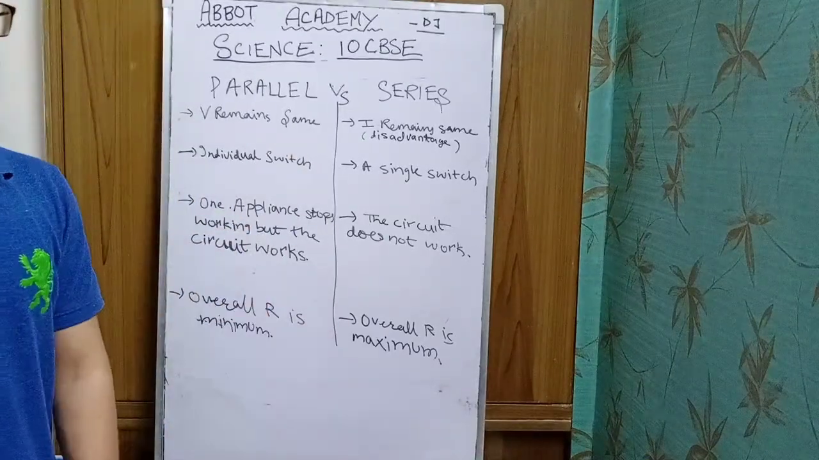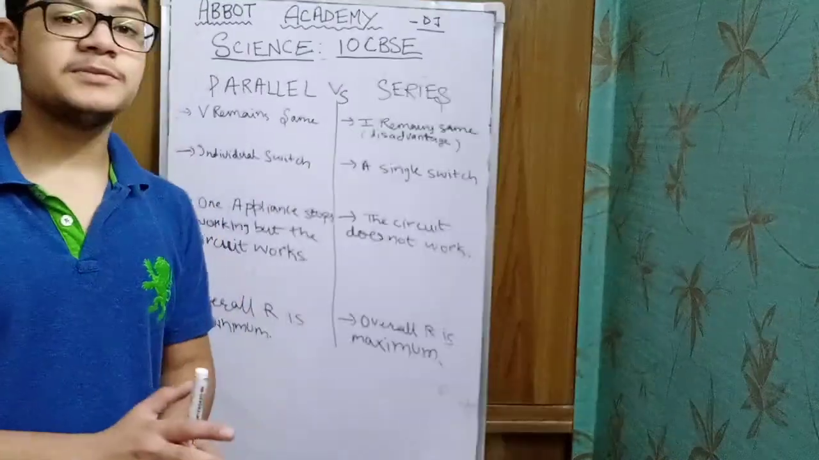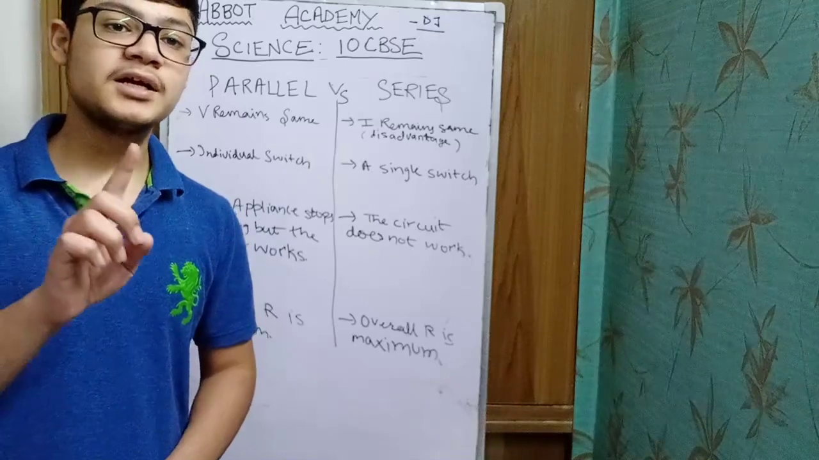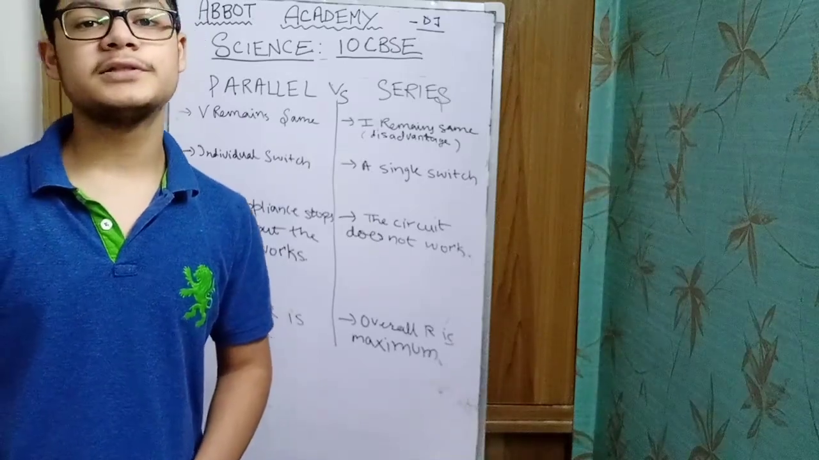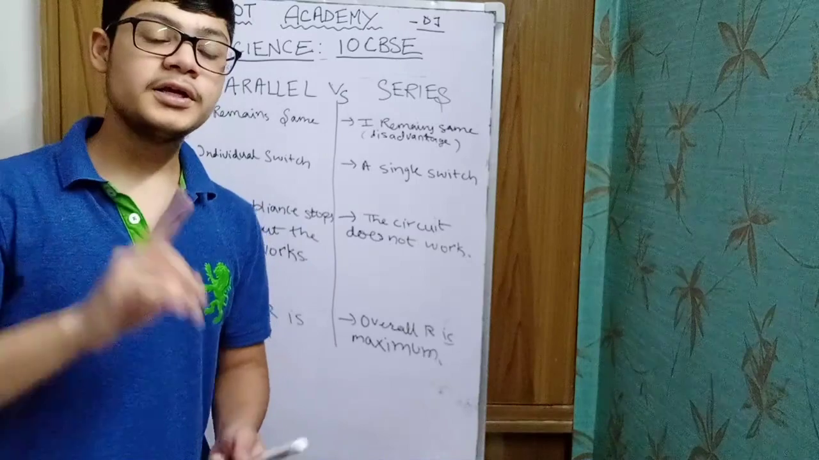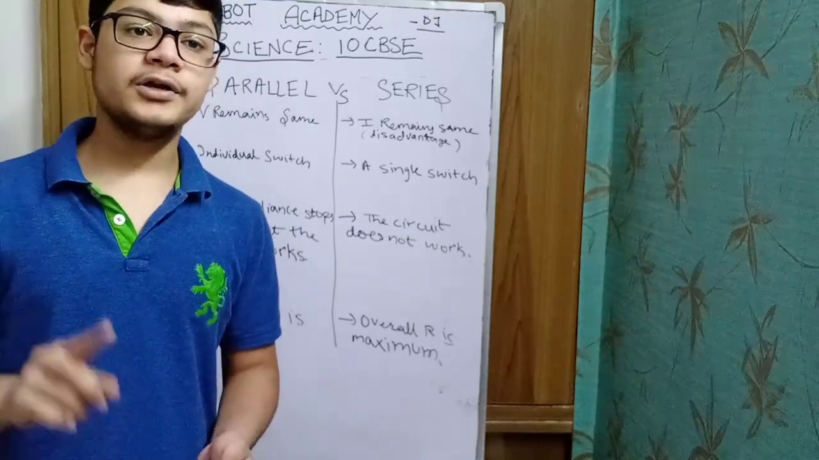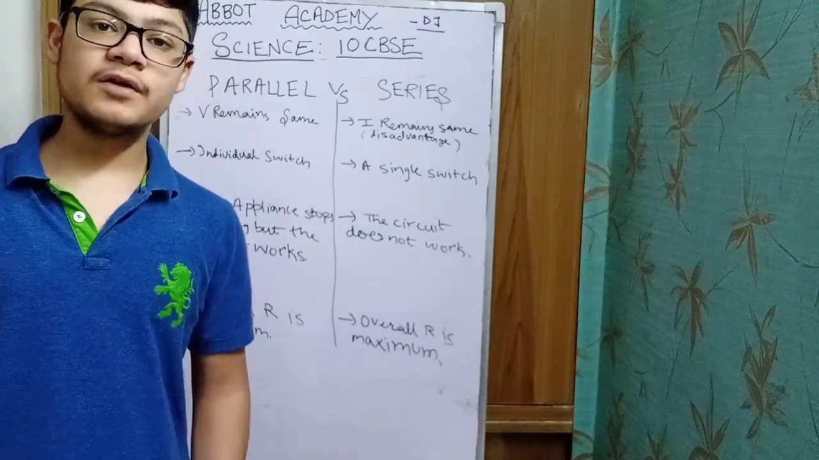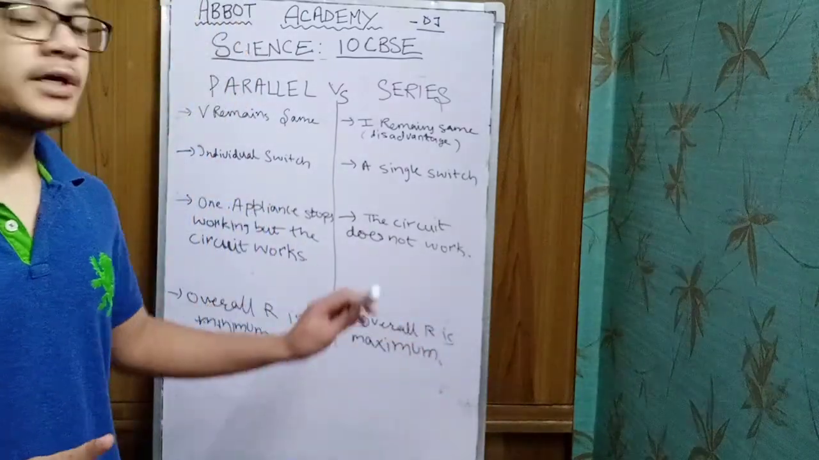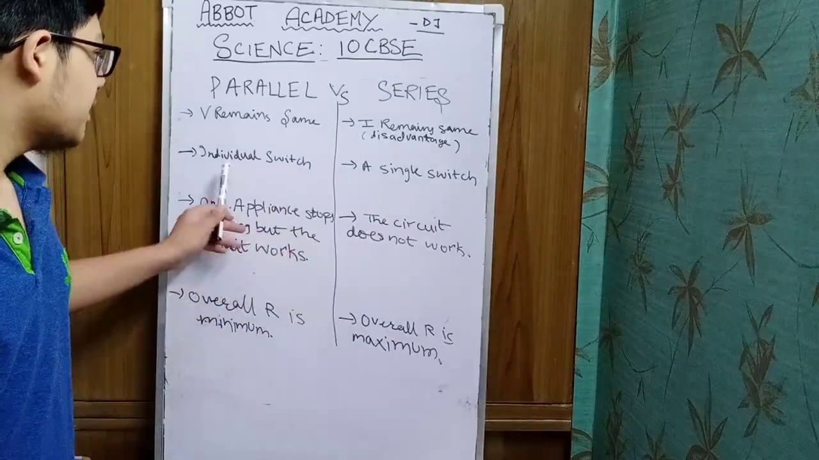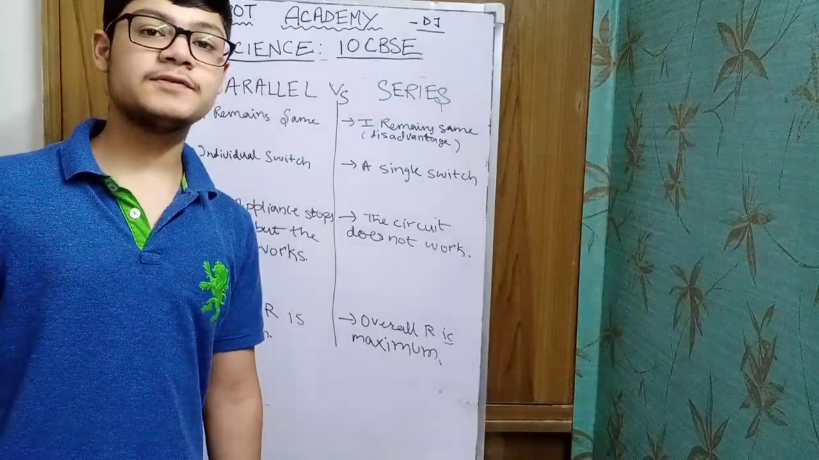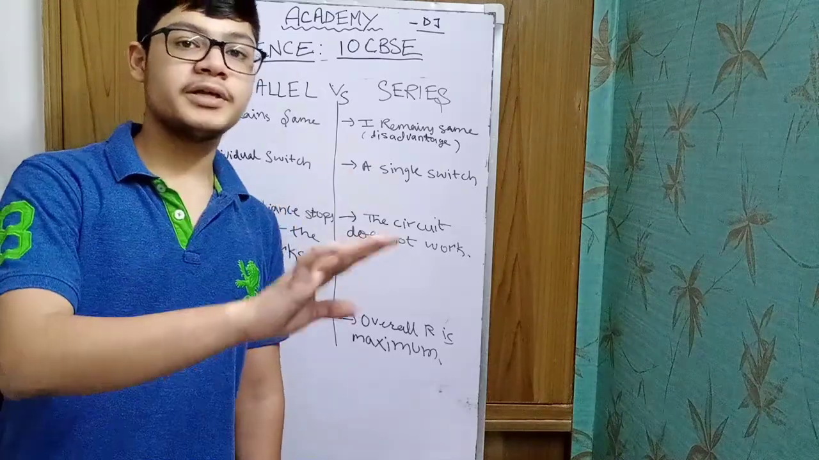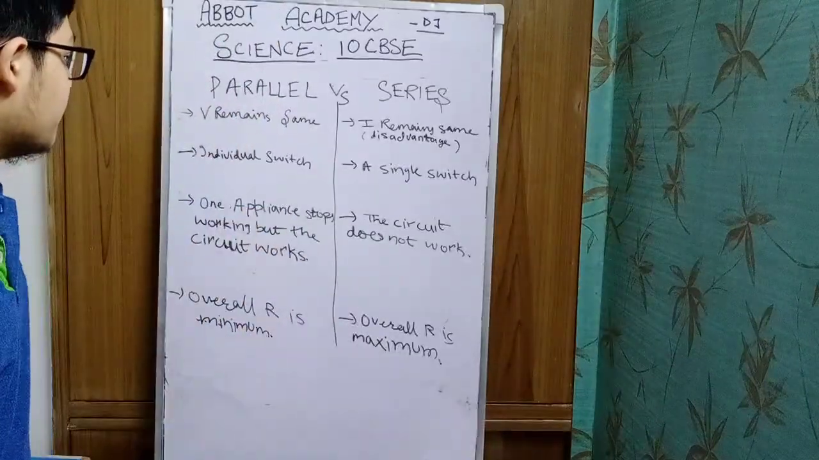Now, if we talk about appliances, in a parallel arrangement every appliance has an individual switch. But in a series arrangement, there is a single switch for the working of all the appliances. So if you just switch on, your television, your fan, your tubelight will all work at the same time, because there is only one switch for all the appliances. So here it is a disadvantage. But in the parallel arrangement, there is a separate switch for all the appliances. For the fan there is a separate switch, for the tubelight there is a separate switch. So it is an advantage.